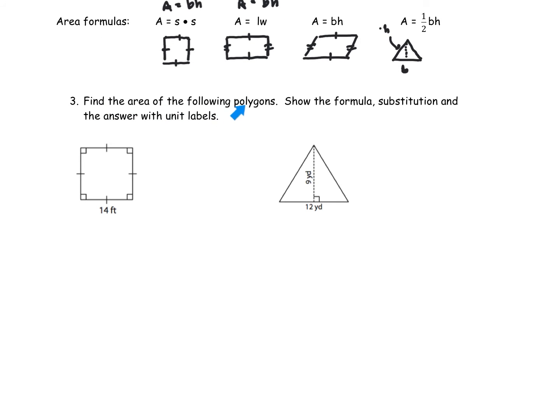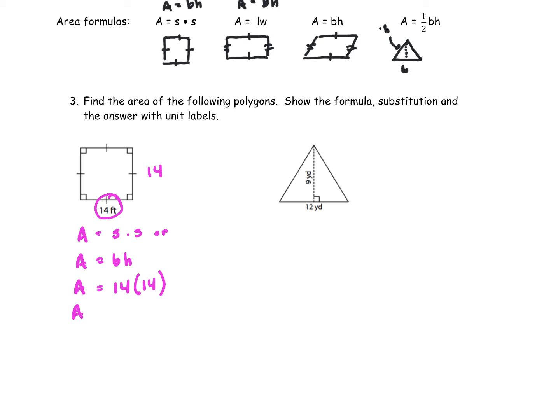So it says find the area of the following polygon, show the formula, the substitution, and the answer with unit labels. So I'm going to start by showing a formula. It's a square, so I can write either area equals side times side, or I could use area equals base times height. You have choices. Well, you're probably noticing they only give us 1 dimension. What's important about a square is if that side is 14, then this side is 14, and we're multiplying. So 14 feet times 14 feet. Pause and use your calculator, please.